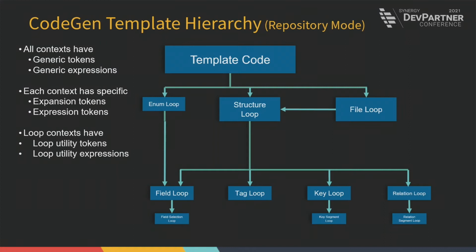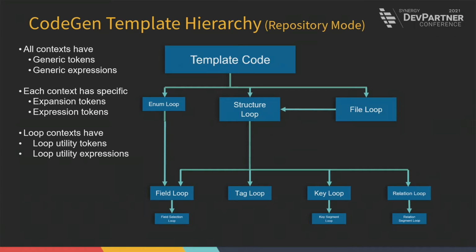And then what we do is we have a hierarchy of CodeGen loops and expression tokens and evaluation tokens that represent that same structure. So within our template code, we can define an enum loop if we want to iterate through all the enumerations. We can define a structure loop to go through structures. Within a structure loop, we can define a field loop to go through fields. If a field has selections, we can define, I know that's tiny text there, but that says field selection loop. So there's a hierarchy of CodeGen tokens, expansion tokens, expression tokens, loop tokens, and so on, that match the hierarchy of the repository.